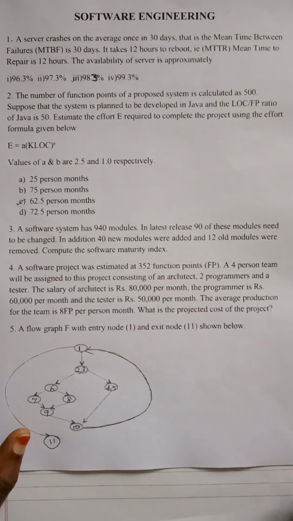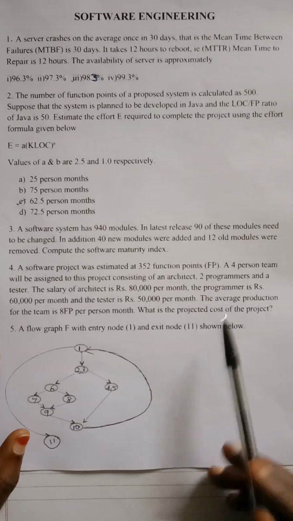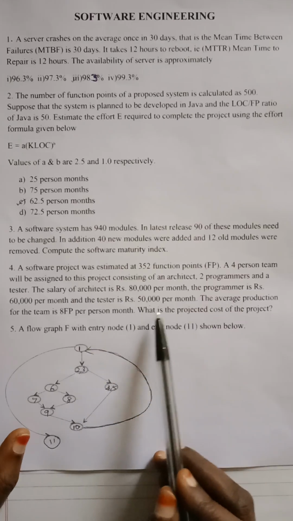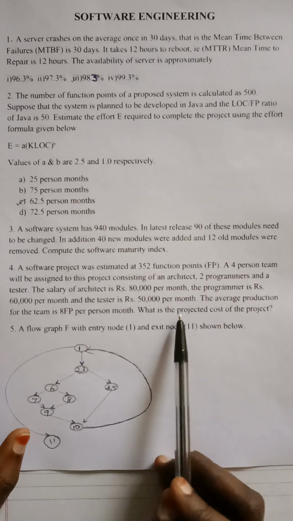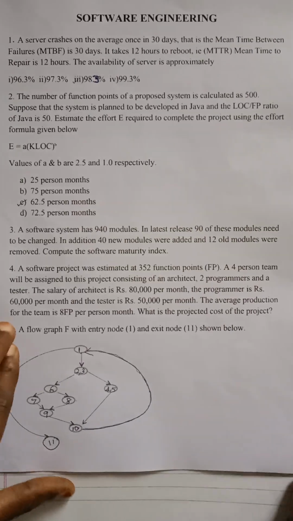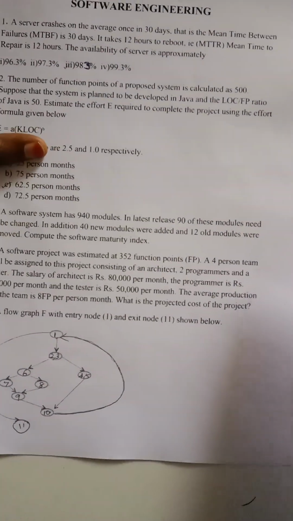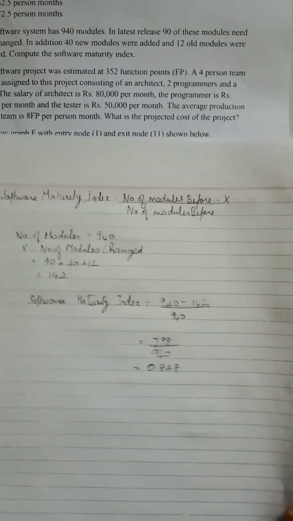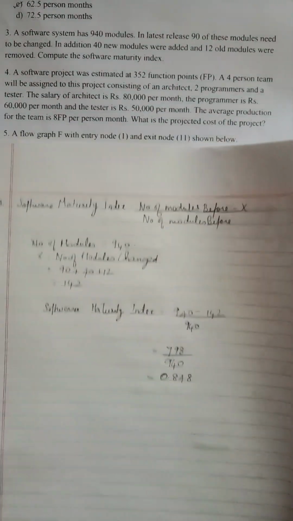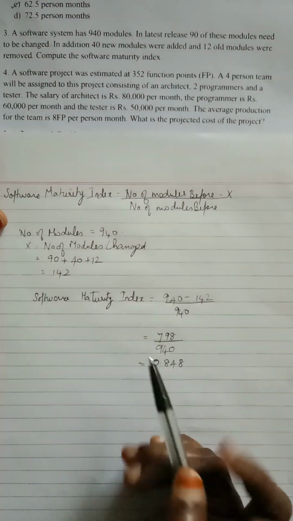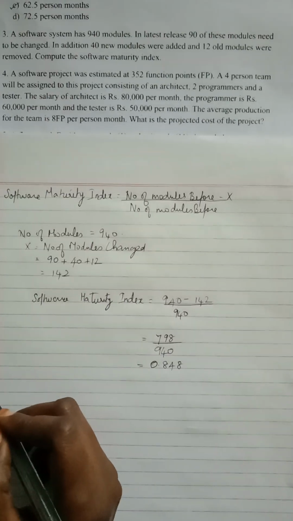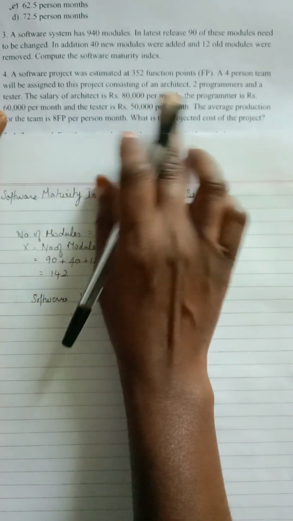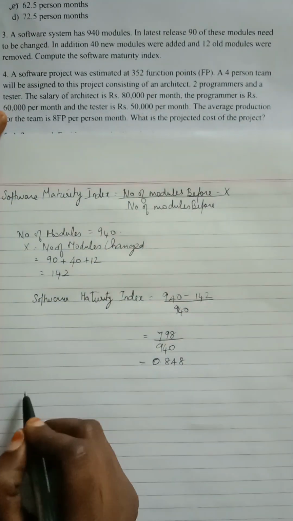So they are asking the cost of the project. So to find out the cost of the project, here the salary of each and every person is given. So we need to know how many months they have been used. So when we calculate the number of months, then we can find out the projected cost. They given, so total estimate for the project is 350 function points.